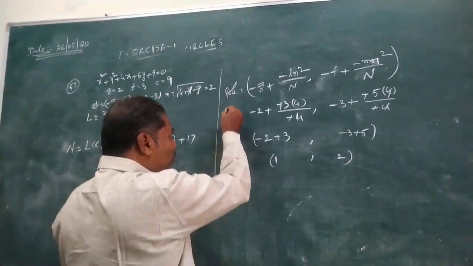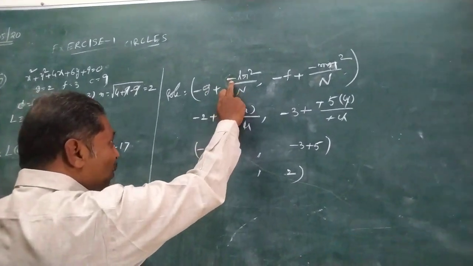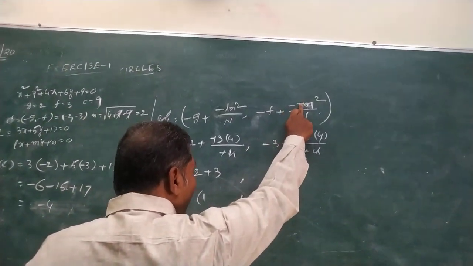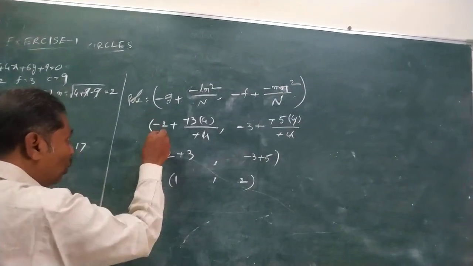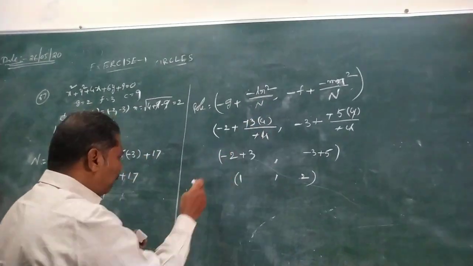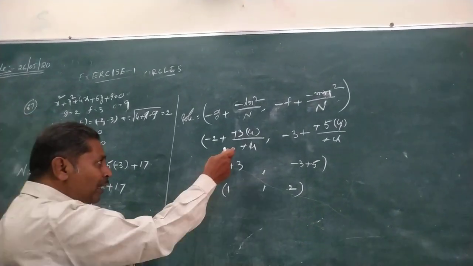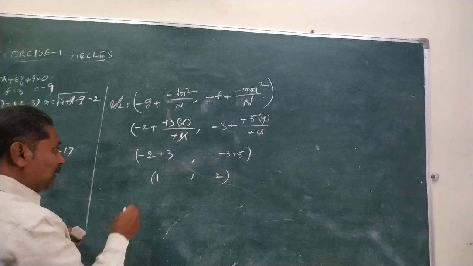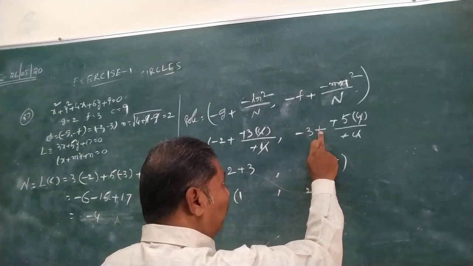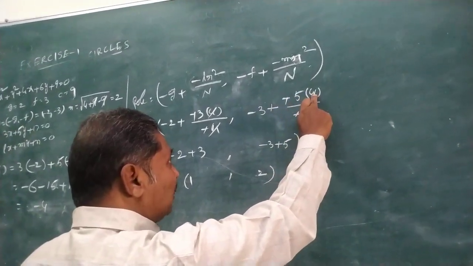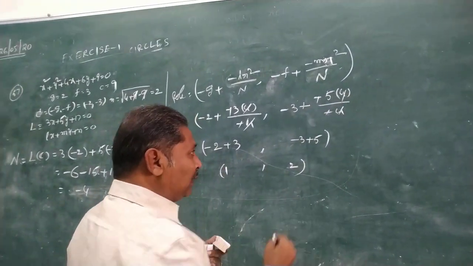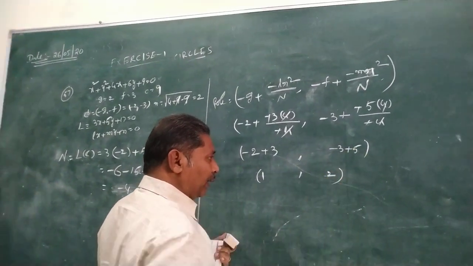Pole formula: minus g plus minus L r square by N, minus f plus minus M r square by N. So G value 2, L value 3, R square value 4, capital N value is -4. So minus minus cancel, 4 cancel, -2 plus 3 equal 1. Similarly, y value -3 plus -5, R square value 4 by -4. Minus minus cancel, 4 cancel, -3 plus 5 that equal to 2.